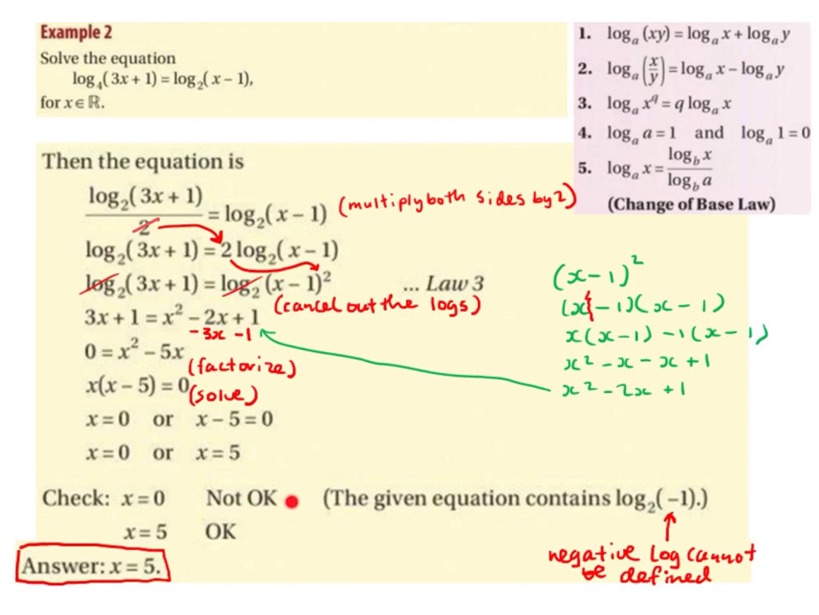X is equal to 0 is not okay, because we would end up with log base 2 of minus 1. And we cannot have a negative inside our bracket. We cannot have a negative log. It cannot be defined. So our answer is literally just going to be x is equal to 5. So we were asked to solve the equation. Solve means to find x or get the x on its own. And we found our x value to be 5.